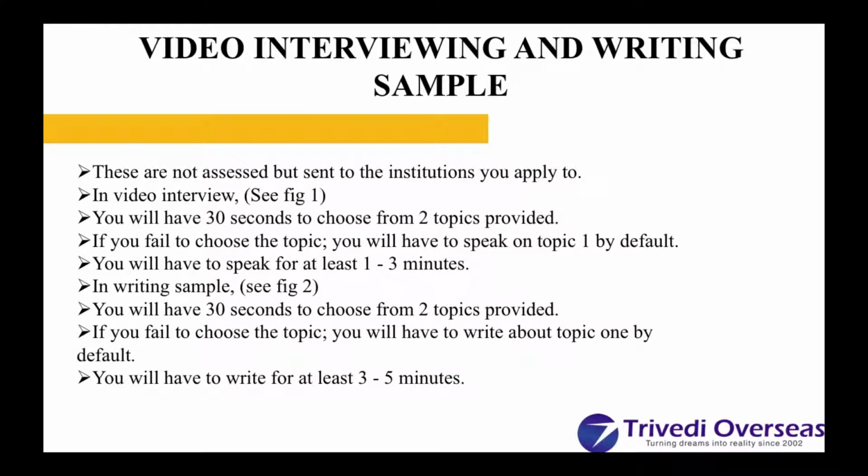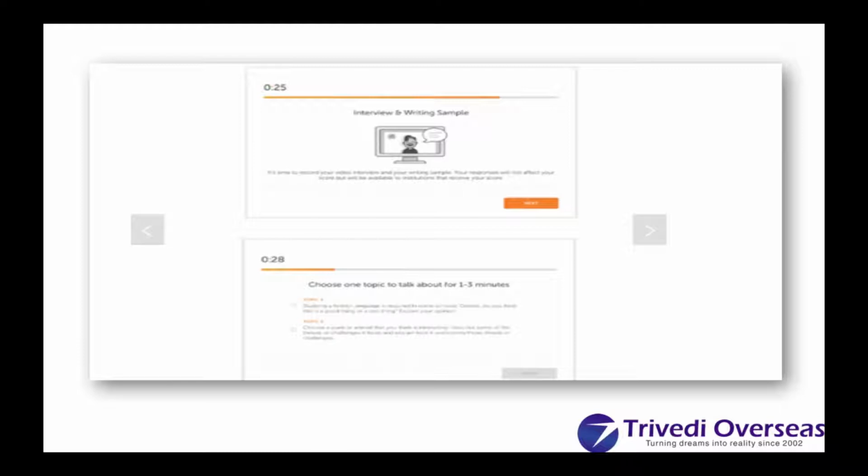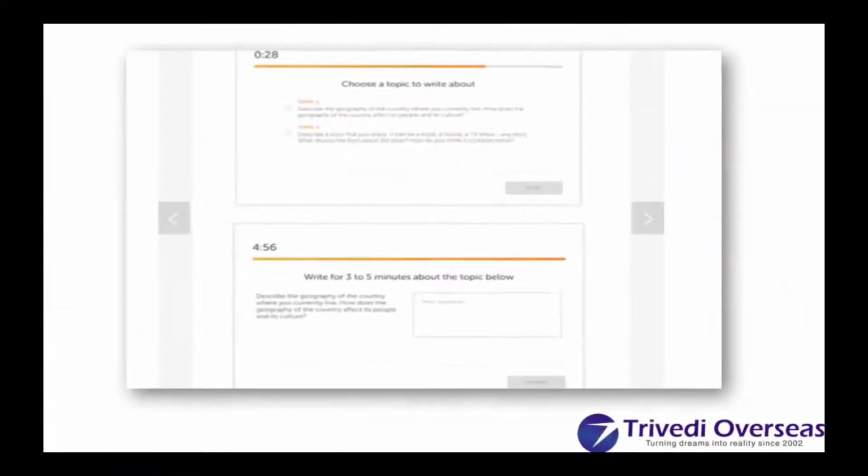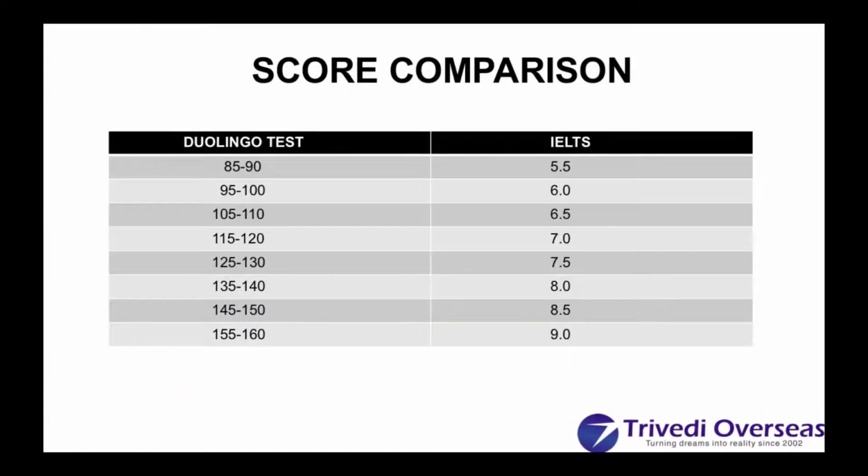In the writing sample also, a similar environment is there. You will have 30 seconds to choose from 2 topics provided, and again if you fail to choose the topic, you will have to write about topic 1 by default. For this you will have 3 to 5 minutes. So this is all in the picture you can see. It's clearly mentioned. And then is the score comparison. You can compare your scores with IELTS also.